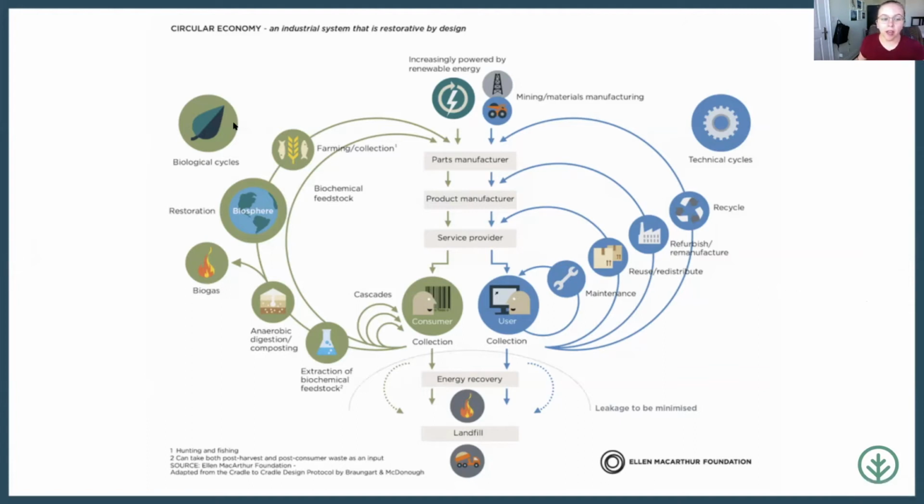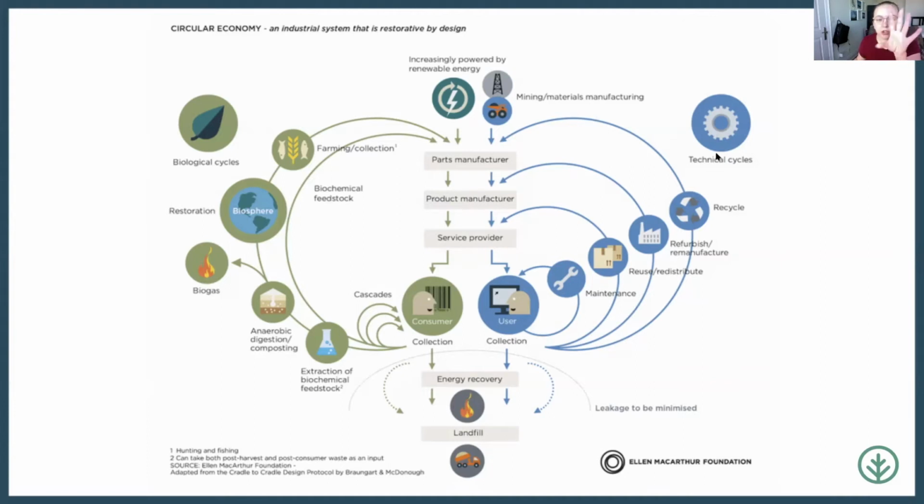So on the left side is the biological cycle. This would be used for natural materials like plants, animals, like cotton, even certain fabrics that are natural. And then on the right-hand side, it's the technical cycles. So this would be things like technology, products that you have to make, like glass, metal, stuff like that.